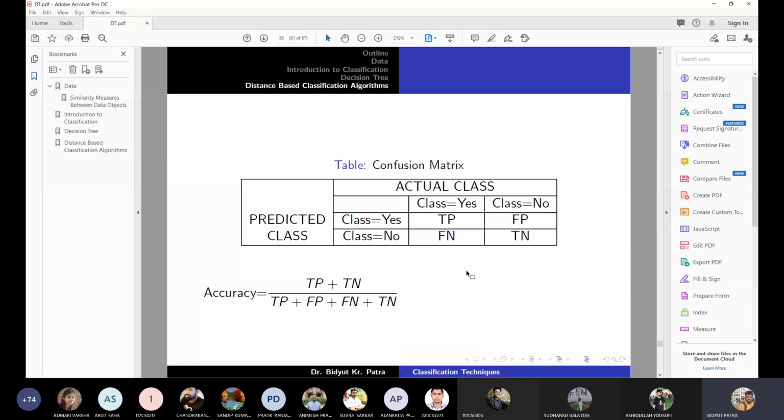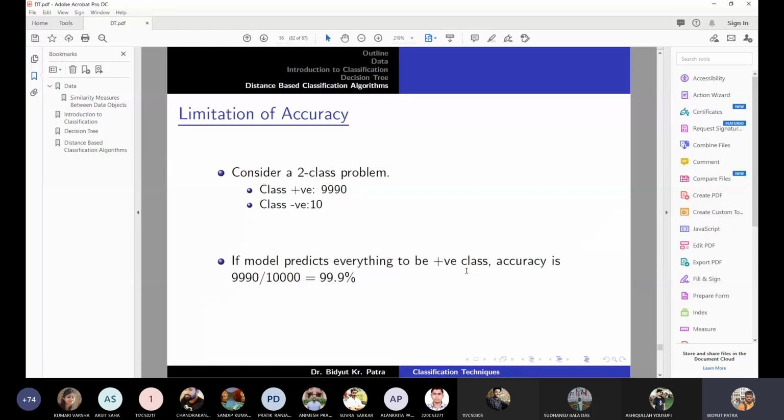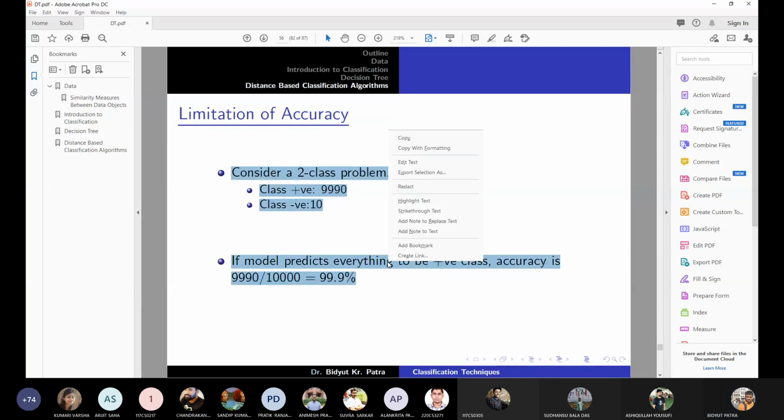One problem with the accuracy measure is this. Consider a two class problem where the number of positive class samples is 9990 and negative class samples is 10. Now if the model predicts everything to be positive class, what will be the accuracy? Accuracy will be 99.9%. So this is the scenario here. I may copy it here.